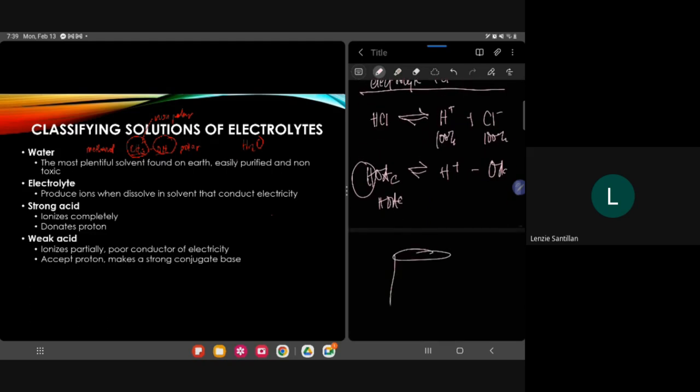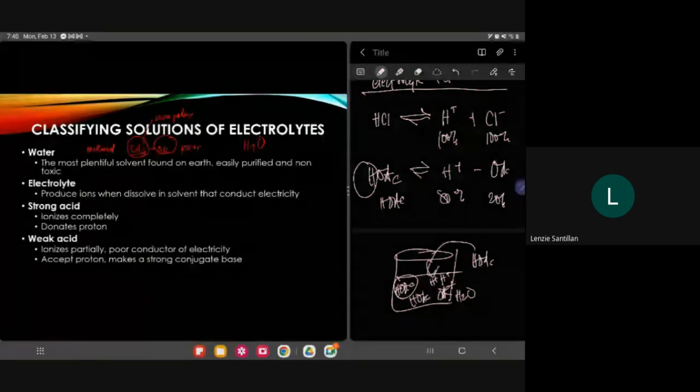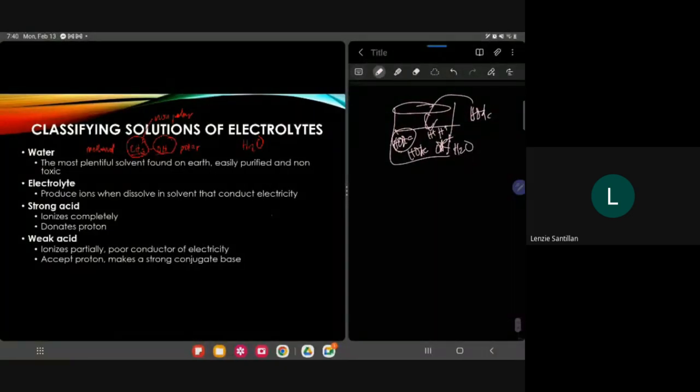Say, for example, ito yung ating cup full of water. This one is H2O. And then I add HOAc on the water. We will expect that there will be some remaining HOAc floating around that water. And also a dissociation of 80% hydrogen, H+, and 20%, say, for example, OAc acetate. So it will not dissociate completely. Yun yung pinagkaiba natin ng strong acid and weak acid. Another thing na pinagkaiba nila is that strong acid donates proton. So again, meron tayong common terms na ginagamit.